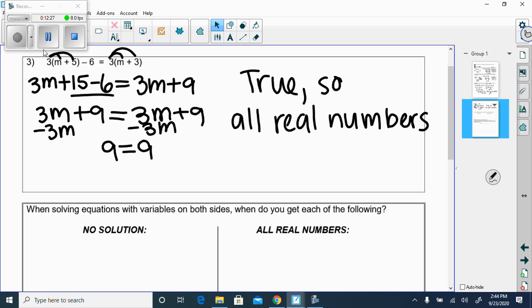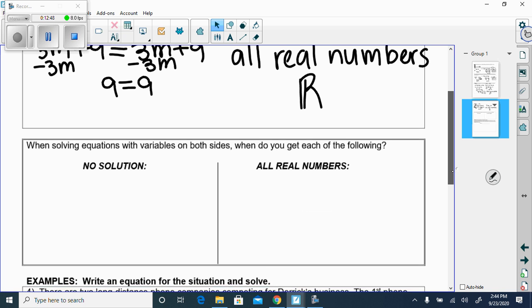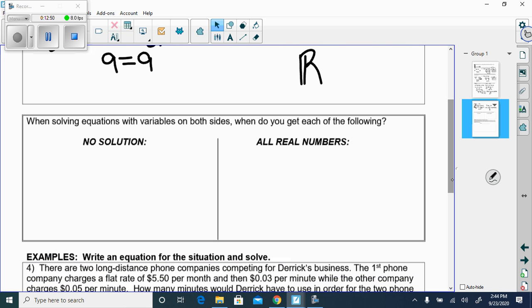There is a symbol we can use for that too. Our symbol for all real numbers is the capital R with the 2 lines. All right, so we had 2 types of answers we could potentially have. Here they're asking us to describe it. So it says, when solving equations with variables on both sides, when do you get the following?